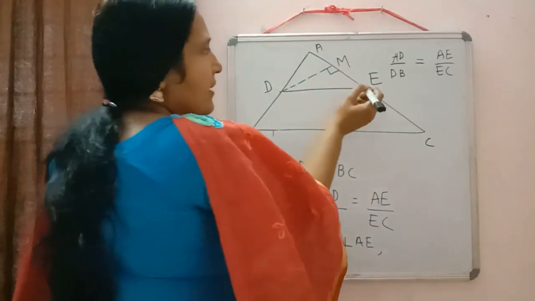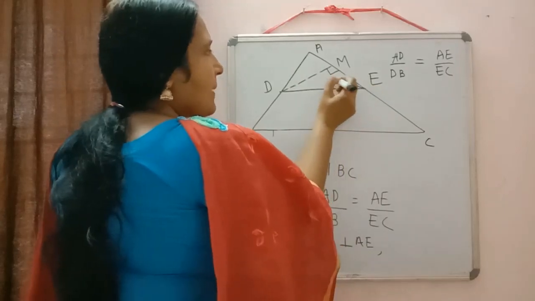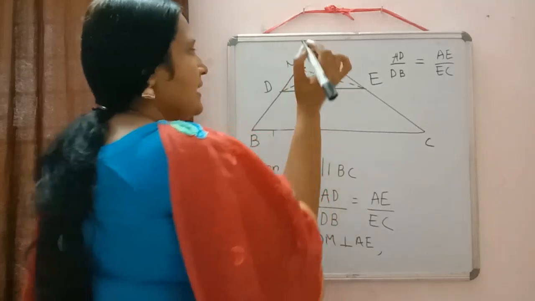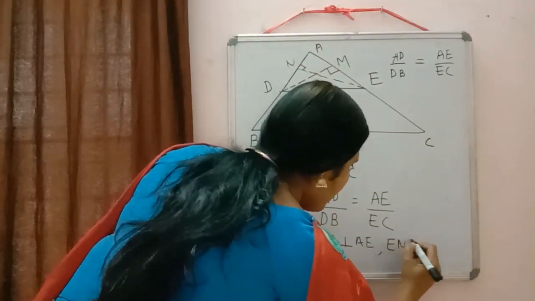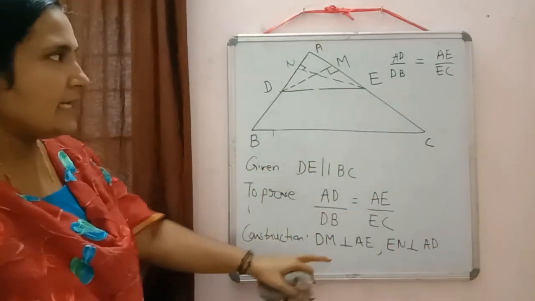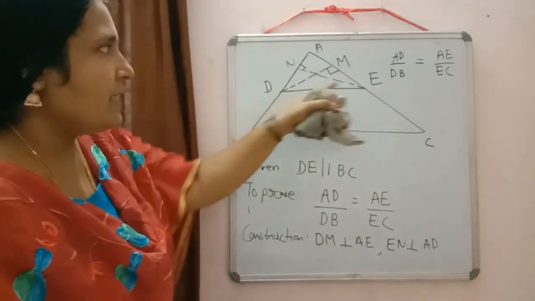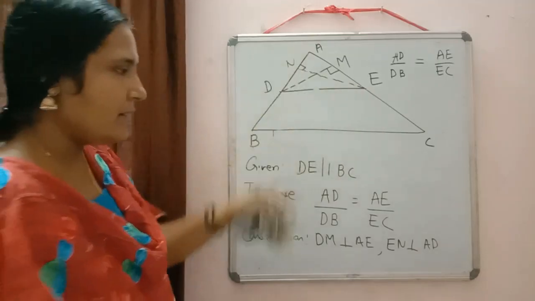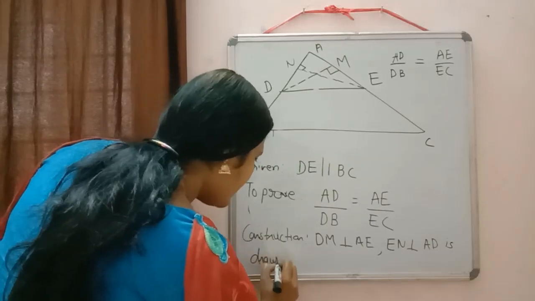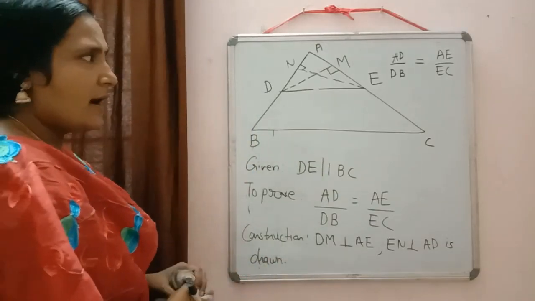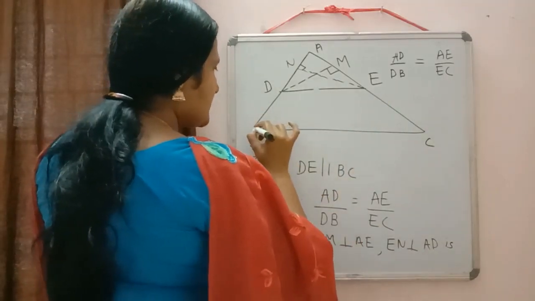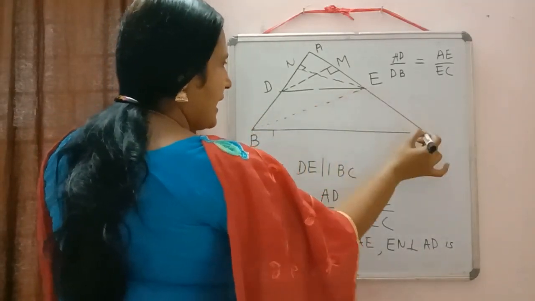In the same way, from E also I will draw a perpendicular. So suppose naming is N. Next is EN perpendicular to AD. Construction is DM perpendicular to AE and EN perpendicular to AD is drawn, because this one we have done. That's why I have written drawn. After that, what we will join? In this one, we will join the opposite vertices BE and CD.